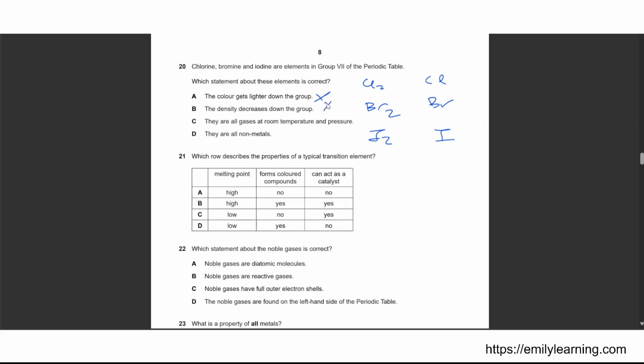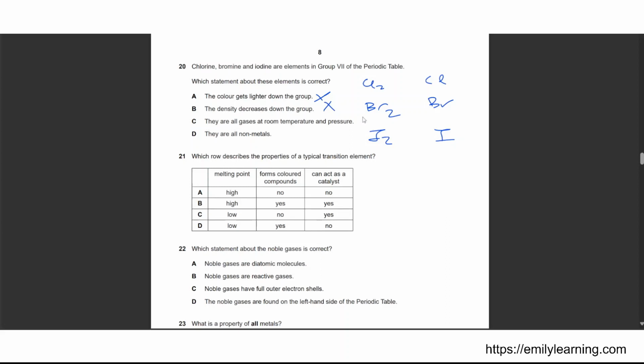Density decreases down the group. This is also not true. Density increases down the group. So you can look at it in terms of the state. Chlorine is a gas. Bromine is a liquid. Iodine is a solid. Solid has a higher density compared to liquid. Liquid has a higher density compared to gas. So therefore, the density increases down the group. So B is also wrong.